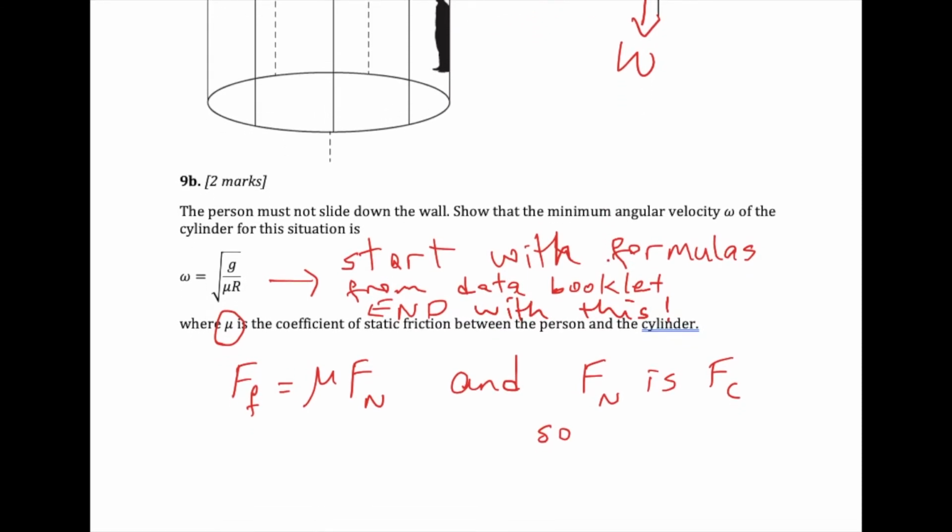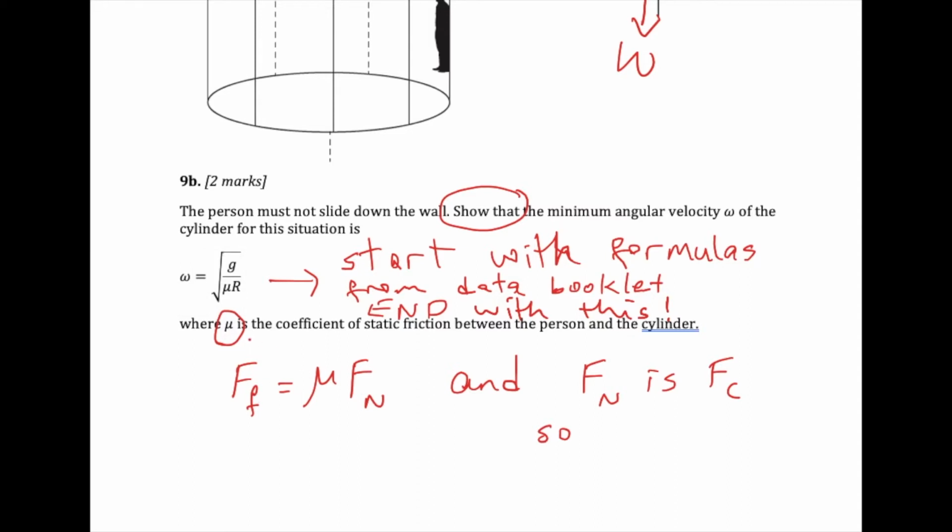So in 9b, we're asked to show that the minimum angular velocity omega is given as that. We know that in this kind of command term, in show that questions, this is our strategy. We have to start with formulas from the data booklet and end with this. So how do we do that? We find first what variables I'm asked to relate to end up with this expression. So we have the coefficient of friction, we have radius, we have g, and we have the angular velocity.